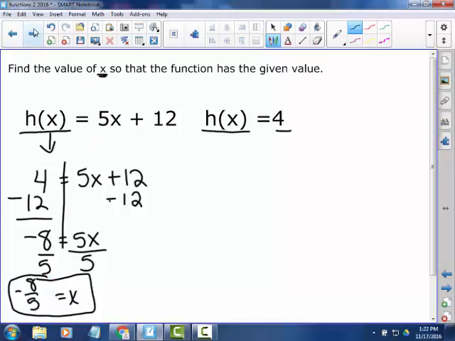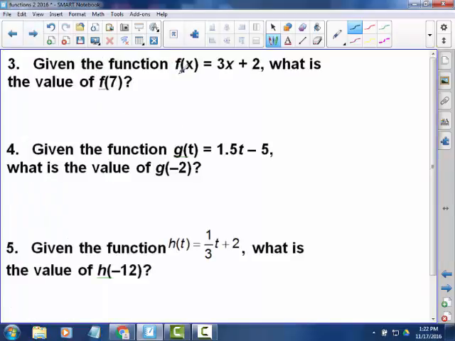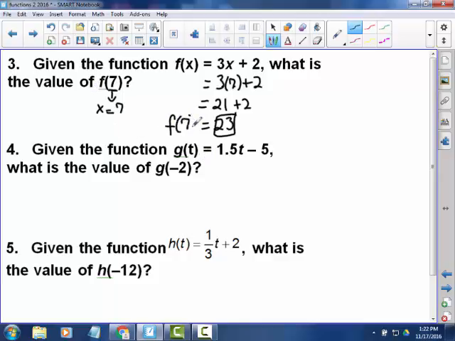All right, let's look at some more. Given the function f of x equals 3x plus 2, what is the value of f of 7? Now this is different because f of 7 means that x is 7. So they're asking us to replace x with 7. We multiply 3 times 7, that's 21. 21 plus 2 is 23. So the value of f of 7 is 23.